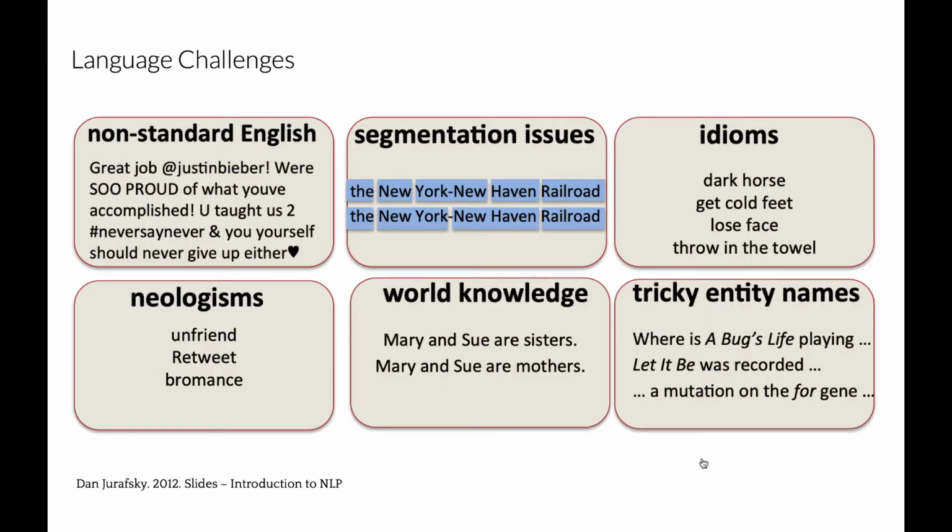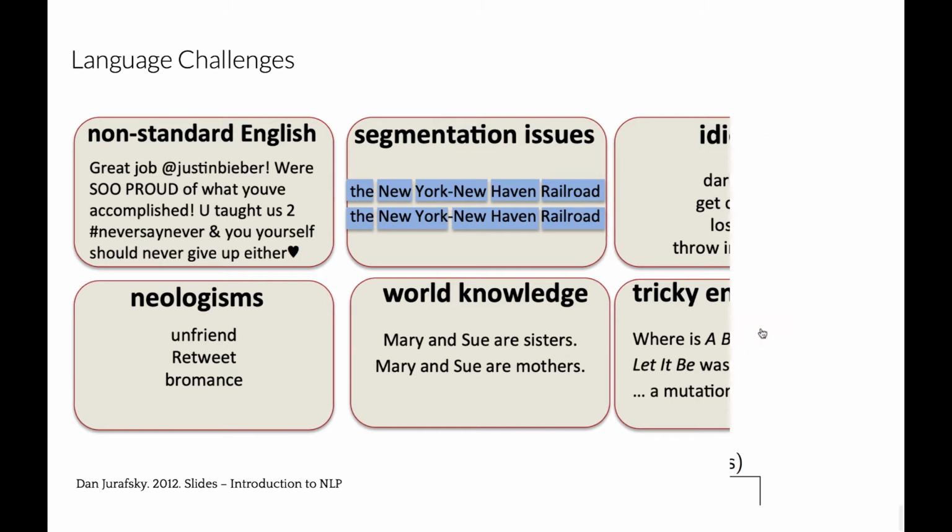Natural language brings a lot of challenges to NLP tasks. Let's start with non-standard English. Can you identify potentially problematic tokens for NLP parsing? Segmentation issue. If you were a computer, how would you parse the New York-New Haven Railroad? Idioms. What semantic meaning would you provide to these expressions? Neologism. Languages are constantly creating new words in the dictionaries. Word knowledge and entity names, they all can pose problems to the computer, but not to us, human beings.